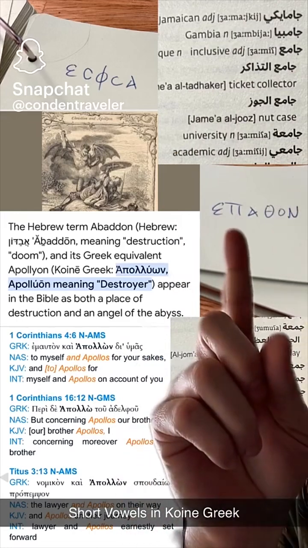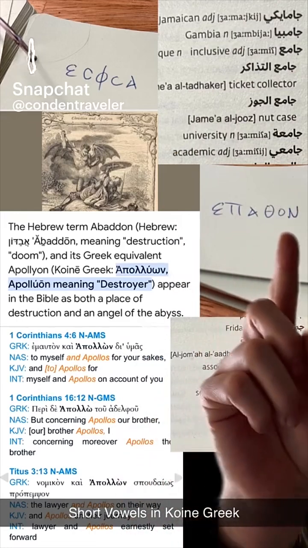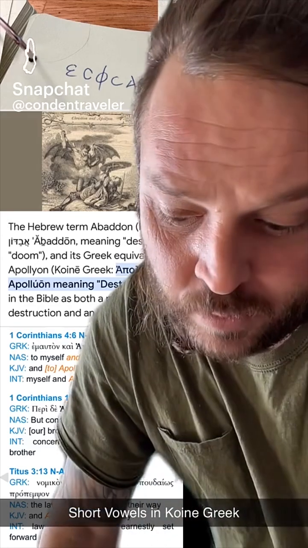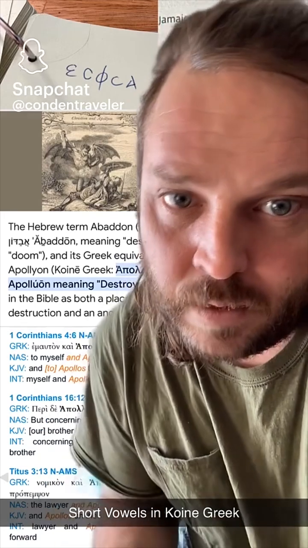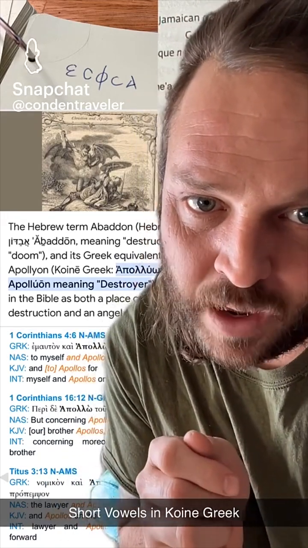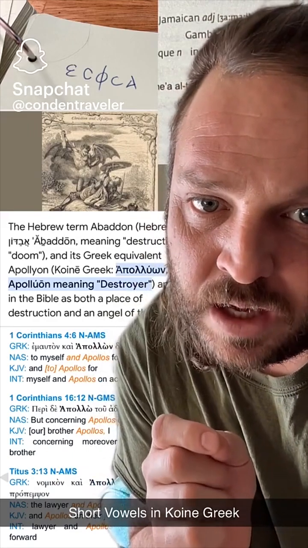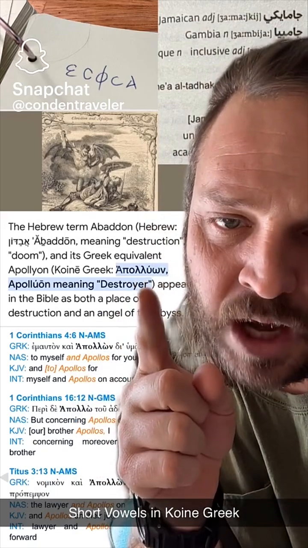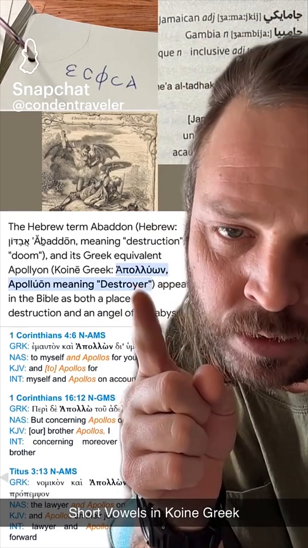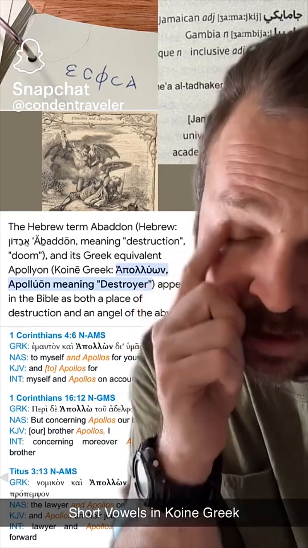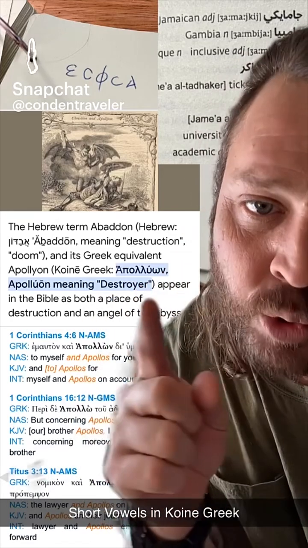But I also came across this word Apollon, and remember we figured out that Curious Sub-Allah was the name of God, and we found out that Allah is a very hard L. So this would be Apollon. So the destroyer would be Apollon.